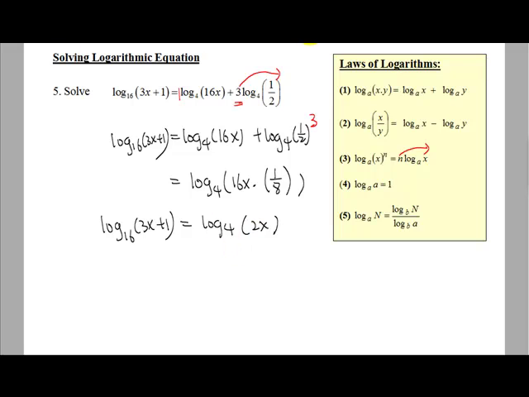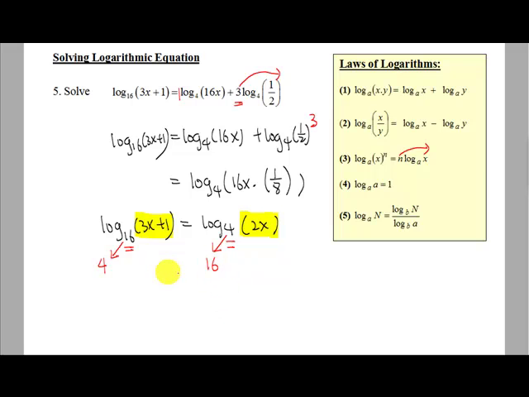Can we conclude that 3x plus 1 is equal to 2x? The answer is no, because here we have base of 16 and here we have base of 4. The base of this log and the base of this log are not the same. So we cannot conclude that 3x plus 1 is equal to 2x. Okay, how are we going to solve this problem? What we can do is either we change this base of 16 to a base of 4, so that they have the same base, or we change the base of 4 to 16.